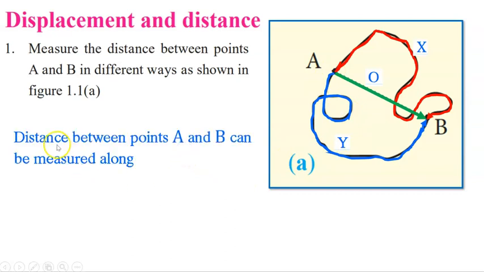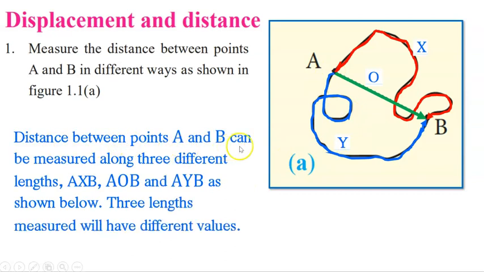Okay. Distance between points A and B can be measured along three different lengths. That is, the first is AXB, second is AOB, and third is AYB as shown. Three lengths measured will have different values.